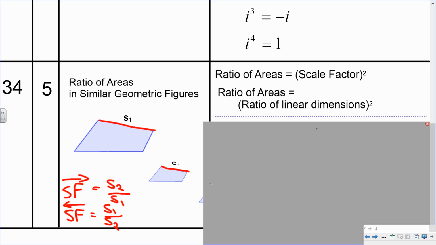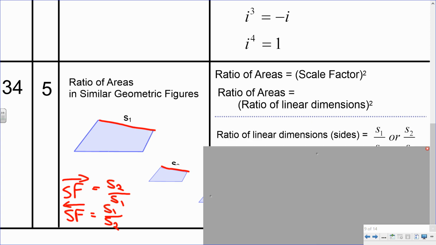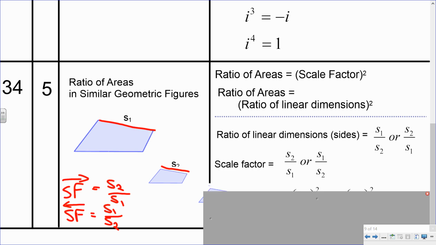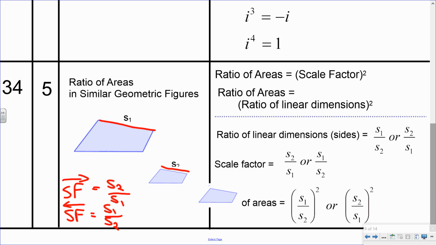So if we take the ratio of the areas, or if we take the scale factor or the ratio of the sides or radii or circumferences, anything with linear units, if we square that, we'll have the ratio of the areas. It might make a little bit more sense if you think about it. If we took the ratio of the sides, we'd have S1 over S2, or S2 over S1 if we wanted to do the smaller over the bigger instead. So the scale factors would also be those same ratios. To get the ratio of the areas, we would take that fraction and square it.